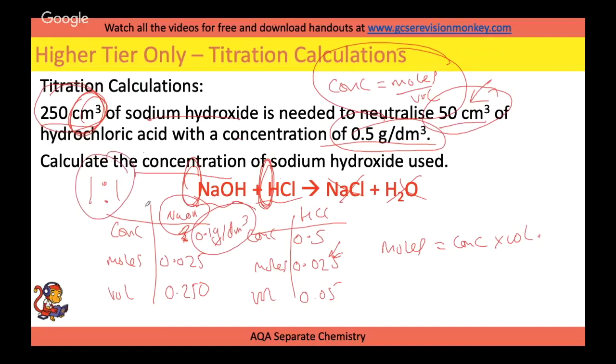Now, if this relationship wasn't 1 to 1, let's say it was 2 to 1, because you had a 2 here, you would need to double up your moles. Or if it was 2 to 1 the other way, you would need to halve your moles. Okay, so that's a concentration calculation. Again, the tables will help you separate your working and make fewer mistakes.